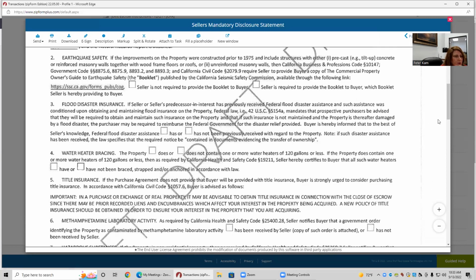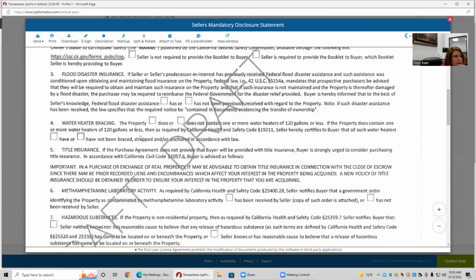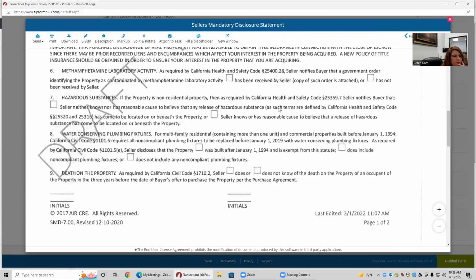Okay, so this is just seller's knowledge. So they're going to be answering all of these questions. It's up to the seller's knowledge. It's pretty simple questions to be answered by the seller. This is nice. It's asking about a death on the property.